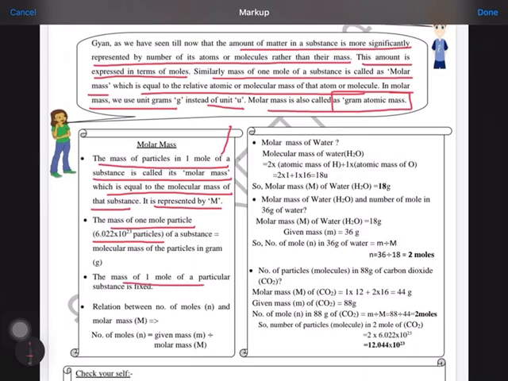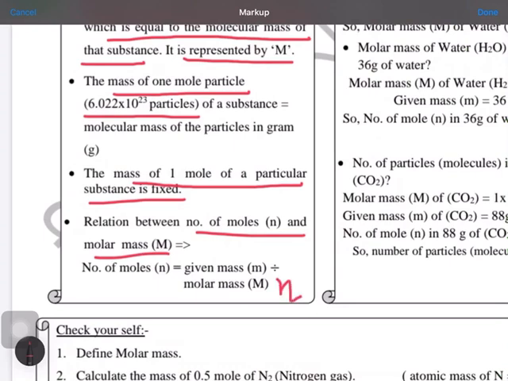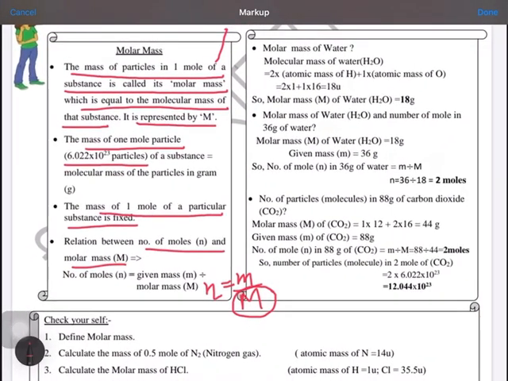The mass of 1 mole of a particular substance is fixed. So the relation between number of moles and molar mass we have to find out, and this is the relation which I told you in the last worksheet also. n is equal to the given mass upon the molar mass. Remember, this molar mass for a particular compound is always fixed, which we calculate by adding up the molecular masses of the different atoms. So what is the molar mass of water? The molecular mass of water, H2O, means we have 2 atoms of hydrogen and 1 atom of oxygen.